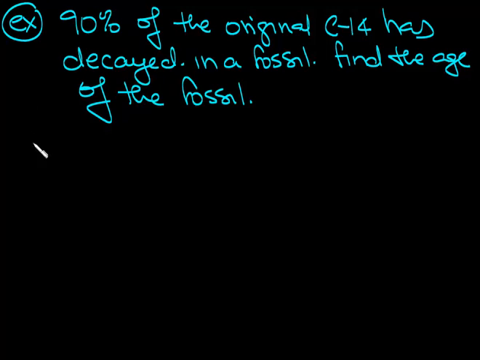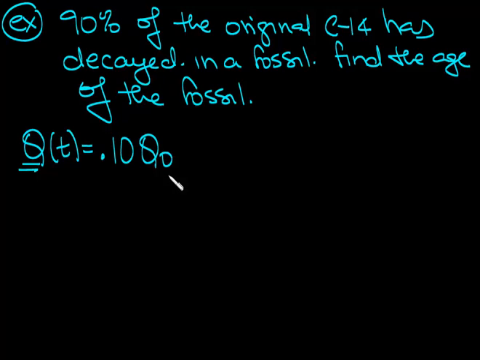They found some fossil, and they found that at some time t, the amount of carbon is 10% of what you started with. So 10% of Q naught. Since 90% has decayed, only 10% of the original amount is left. So it'll be 10% of Q naught.